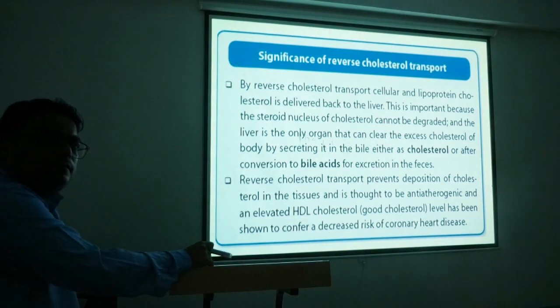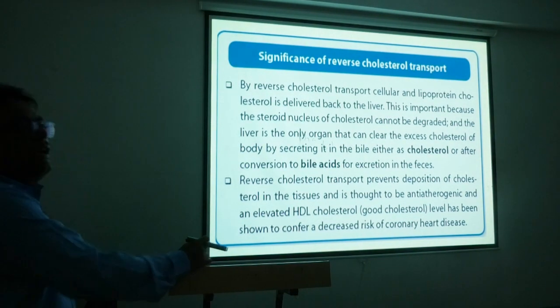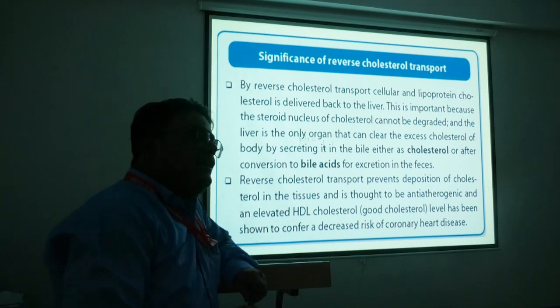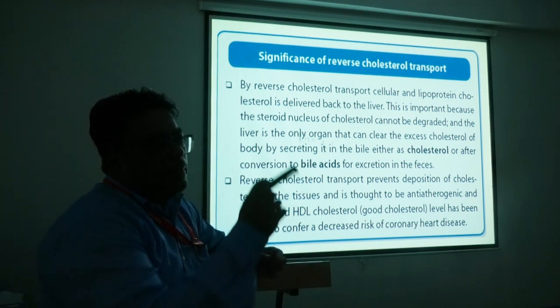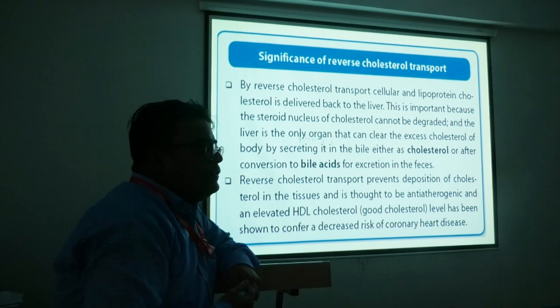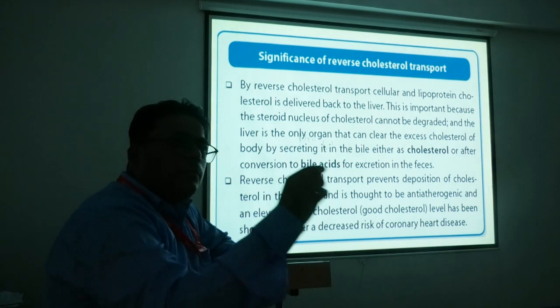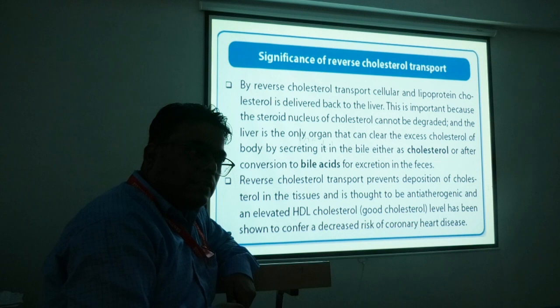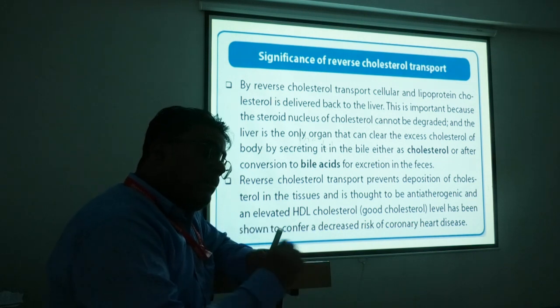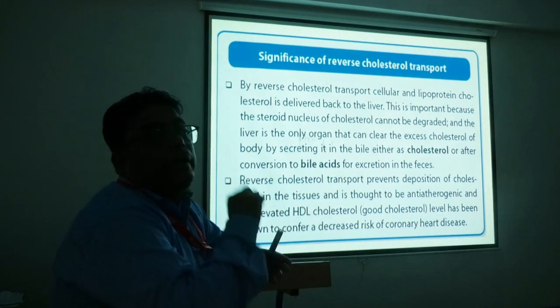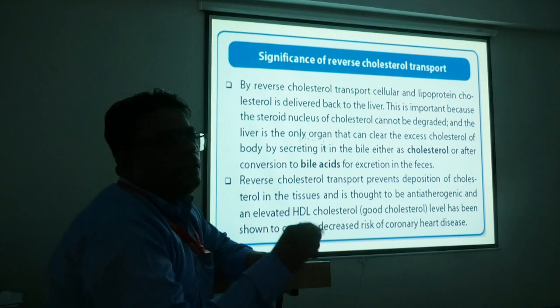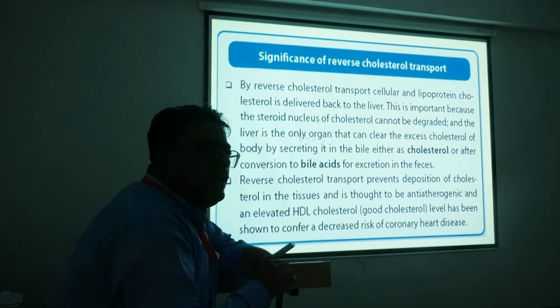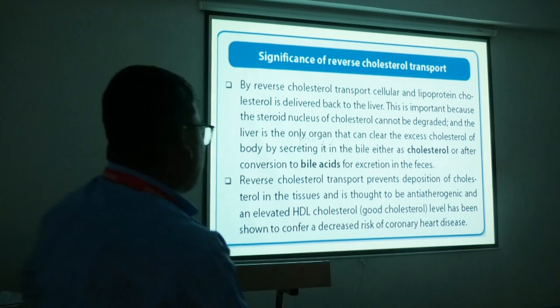Anti-atherogenic means what? First you understand atherogenic. Atherogenic means the substance which can make the blood vessel hardening. Hardening means deposition of the cholesterol inside the blood vessels. And the substance which can prevent the blood vessel from becoming hard is called anti-atherogenic. So which one is anti-atherogenic? HDL.